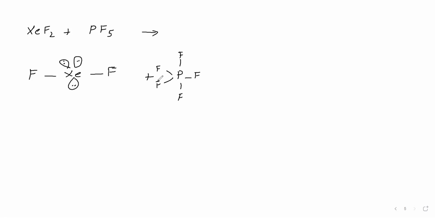PF5 we have taken like this. Now this fluorine is having 3 lone pairs. This is a donating lone pair to this fluorine. This phosphorus, this bond is shifting like this. Now XeF2 is losing the bond pair, therefore getting positive charge. Phosphorus is getting F minus, therefore PF6 minus.